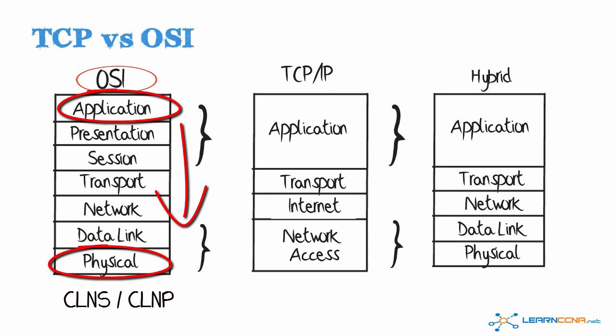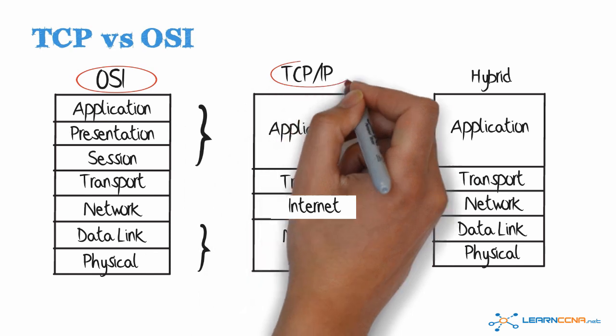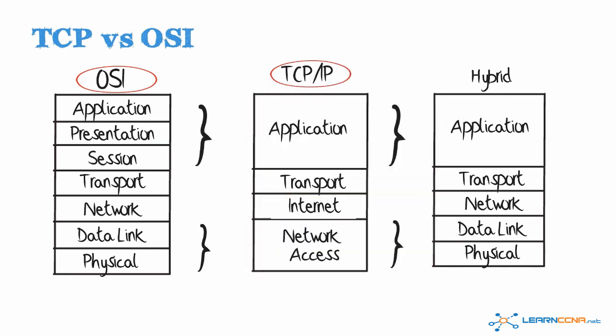It was originally developed for protocols such as CLNS and CLNP, or Connectionless Mode Network Service and Connectionless Mode Network Protocol. Don't worry too much about these protocols. Unless you're using a routing protocol such as ISIS, you're probably not going to encounter these protocols.